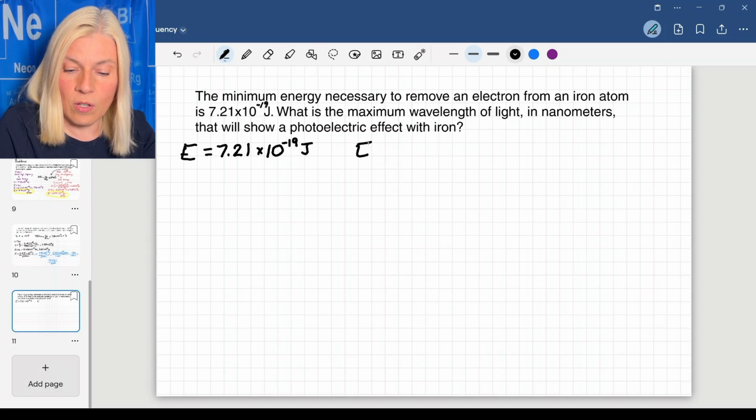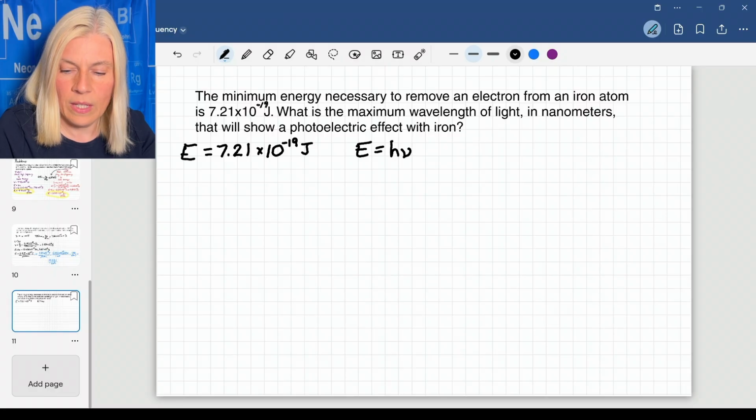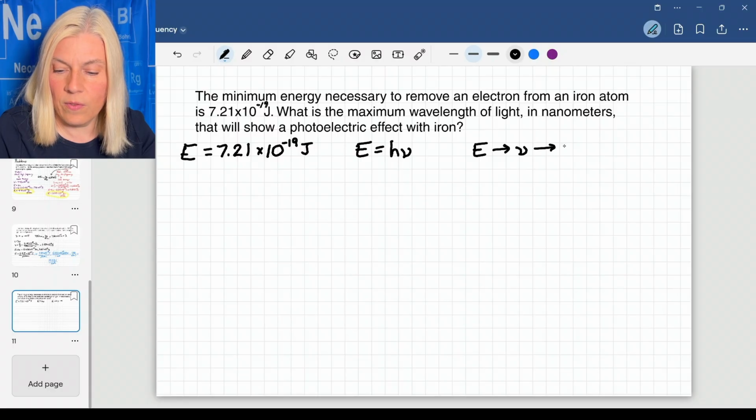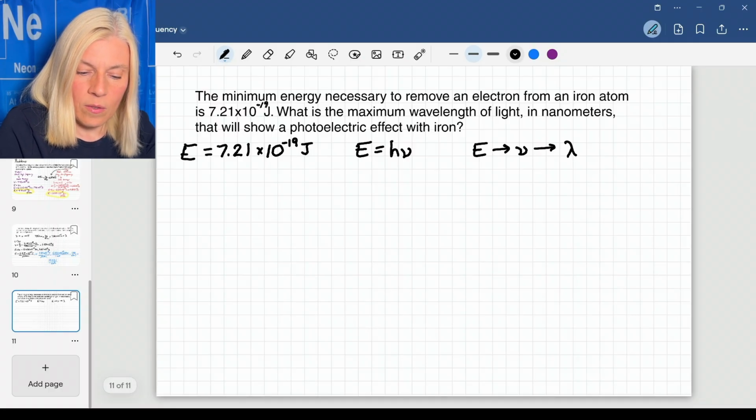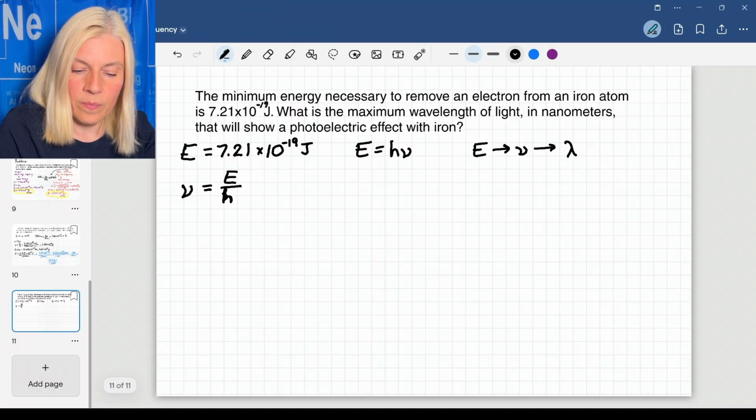And what's the equation for energy? Energy equals h nu. Well, if I have energy, I can figure out frequency. And if I have frequency, I can figure out wavelength. Yes? That's my plan. So, what's frequency? Frequency is energy over Planck's constant, over h. Right?